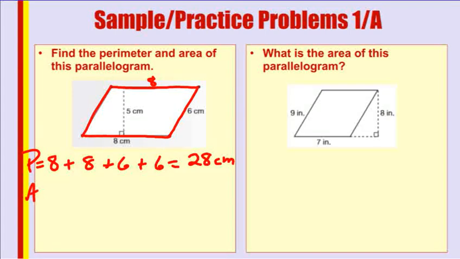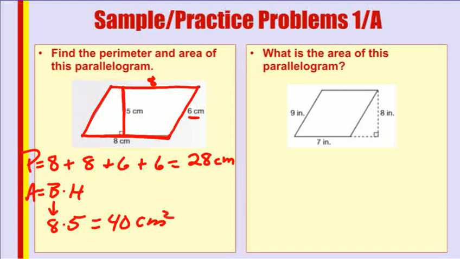Now to find the area, it's going to be our base times our height. The base is always this bottom piece, so this is going to be 8. Our height is going to be our vertical line, or our perpendicular line here, so it would be 5. Don't take the one that has the slant on it, because that's not the height. So it would be 5 times 8, which will give us 40 square centimeters.